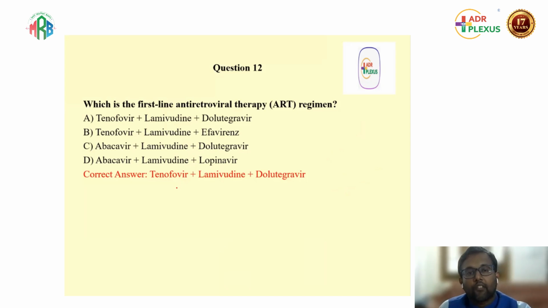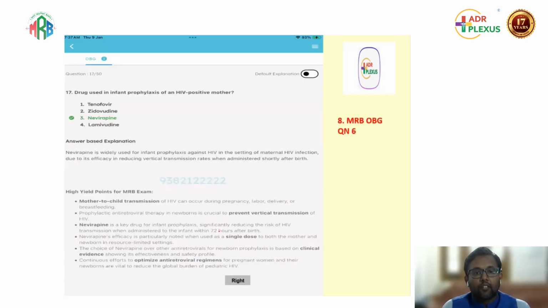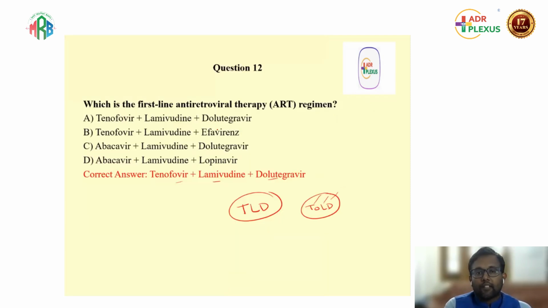Next, what is the first line antiretroviral therapy regimen? Someone told you about the ART regimen. So it is tenofovir, lamivudine, and dolutegravir. It was a question we can relate to from our MRB, OBG subject-wise, question number 6. Efavirenz is the one that is not being used nowadays, mainly tenofovir, lamivudine, and dolutegravir.